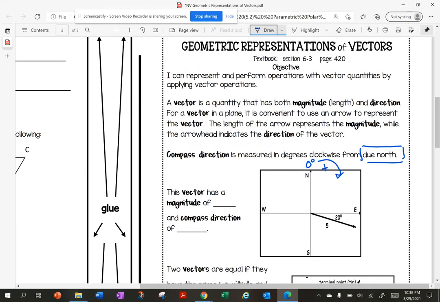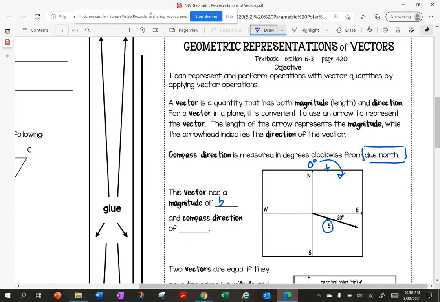Taking a look at this vector, the vector has a magnitude of 5. That would be the hypotenuse when I break it down into a triangle. And a compass direction of, I know this is 90 degrees, so 90 plus 20 is 110 degrees for my compass direction. So 110 degrees from north means I'm moving to the east in that direction.